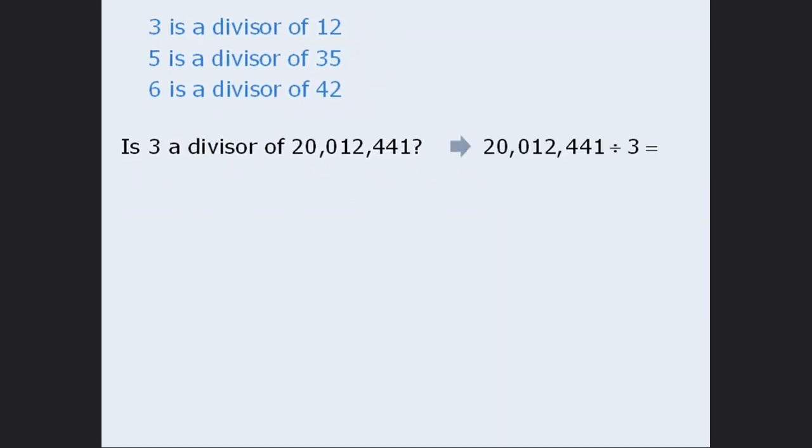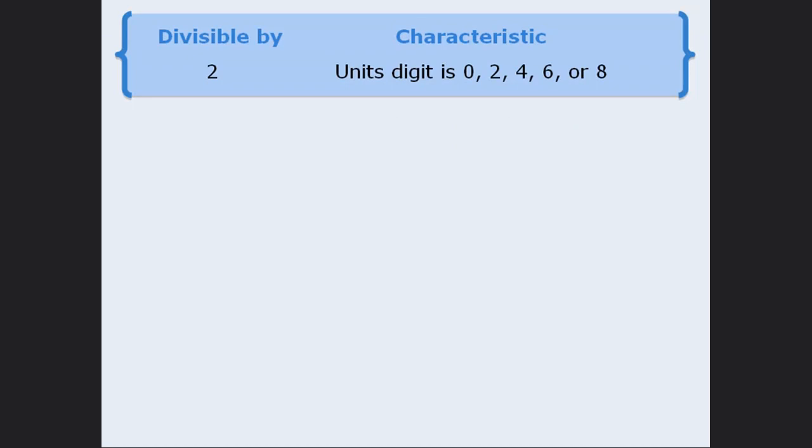We could divide 3 into this number to find out if there is a remainder, but this would take too long. A faster approach is to apply some useful divisibility rules, which we'll learn in this lesson. We'll begin with the divisibility rule for 2.